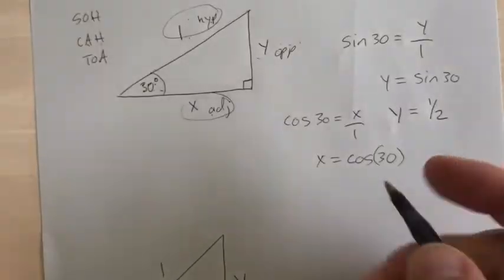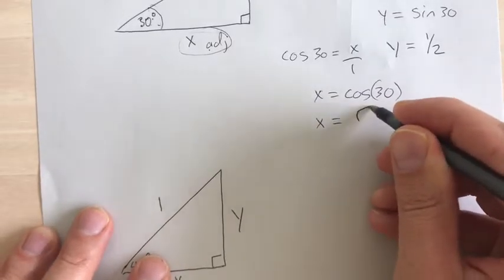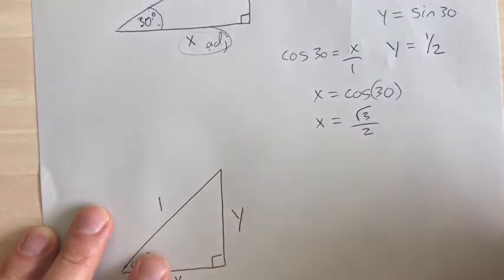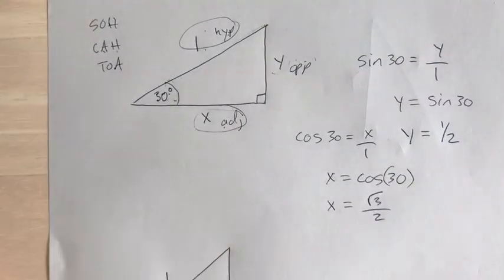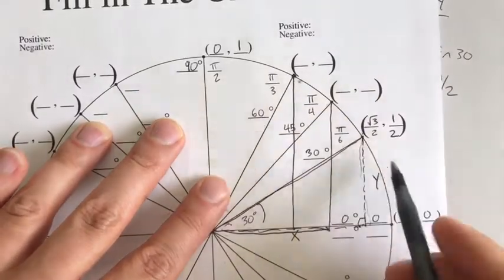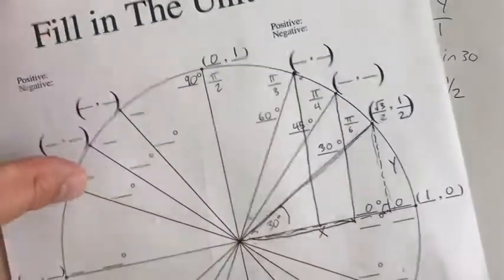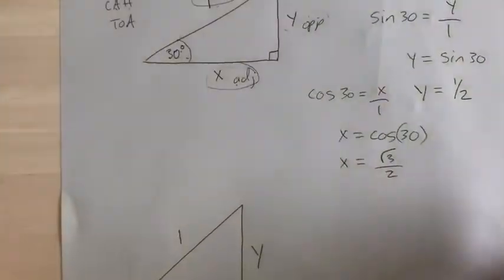So what some people will say for this distance is, instead of that 0.866, they'll just write square root of 3 over 2. Okay, so that would be the x value. So if you're filling in the unit circle, this would just be square root of 3 over 2. So the x coordinate of that point would be square root of 3 over 2, and the y would be 1/2.